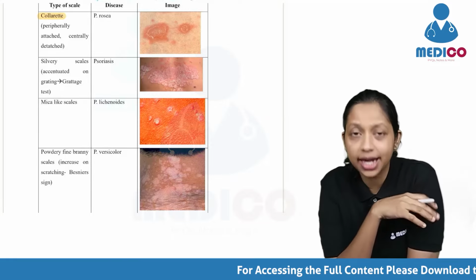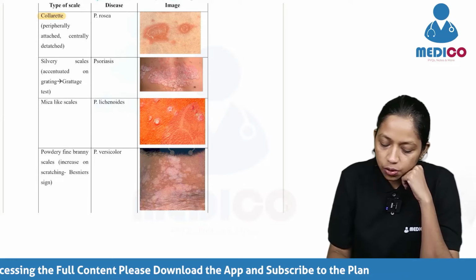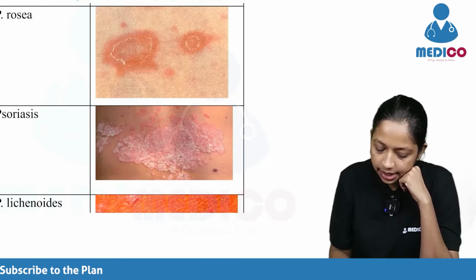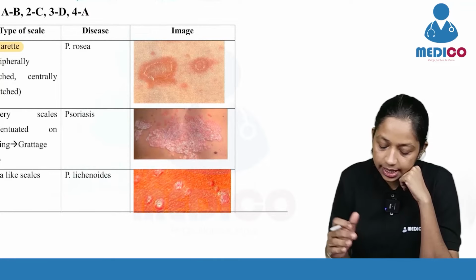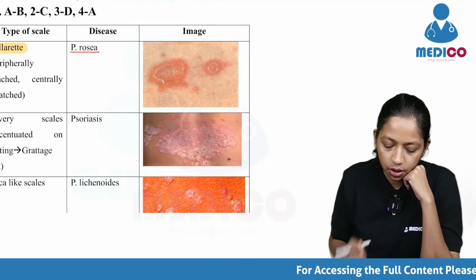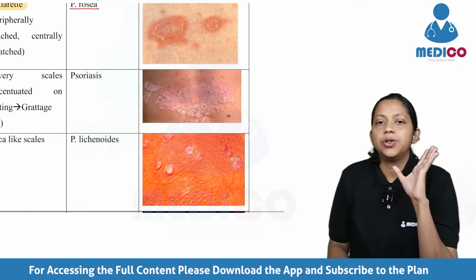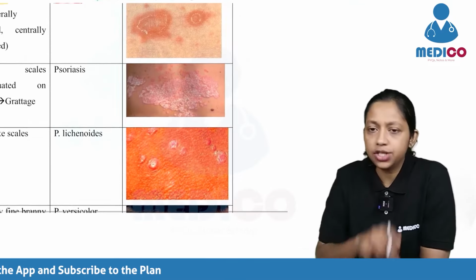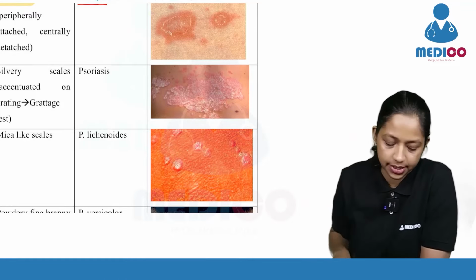Why is it called collarette? Because it is like a collar. It is surrounding the lesion like a collar. If you look closely, it is usually peripherally attached and centrally detached. That is why it is also known as the hanging curtain sign. And characteristically, it is seen in pityriasis rosea. Now let us look at the silvery scales, the well-known scale that almost all of you would know, seen in psoriasis. Accentuation of these scales on grating it with a slide is known as the grattage test.